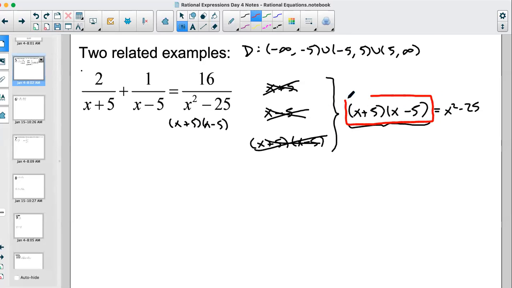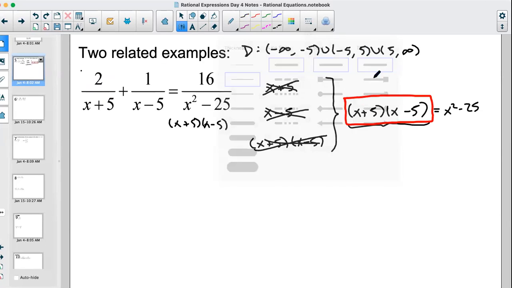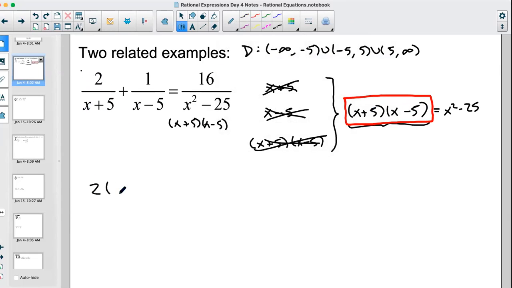If I multiply this LCM by the first fraction, the x plus 5s cancel out. I divide this by x plus 5 basically, and I'm left with this x minus 5. Multiply that by 2 times x minus 5. Now, same trick, this whole thing times the second fraction, and the x minus 5s cross off, the x plus 5 stays, multiply it by 1, and that's just x plus 5. I'm not going to write the 1.